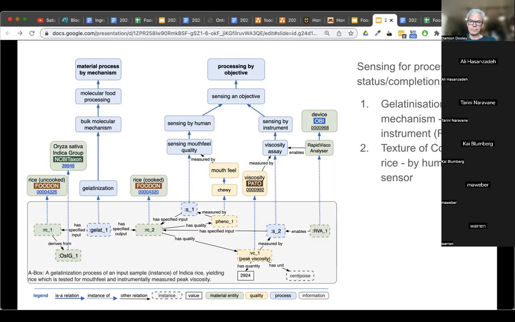In the next slides, the instrument that's referred to is a rapid viscoanalyzer. And at the end, or even at intermediate states, a human would check the texture of the rice, perhaps by pinching it between your fingers. So that's a human sensor.